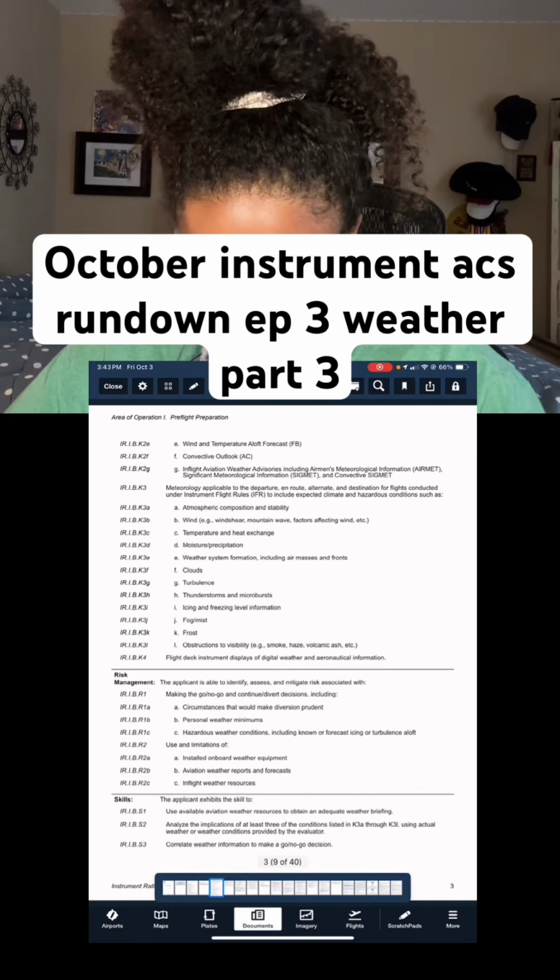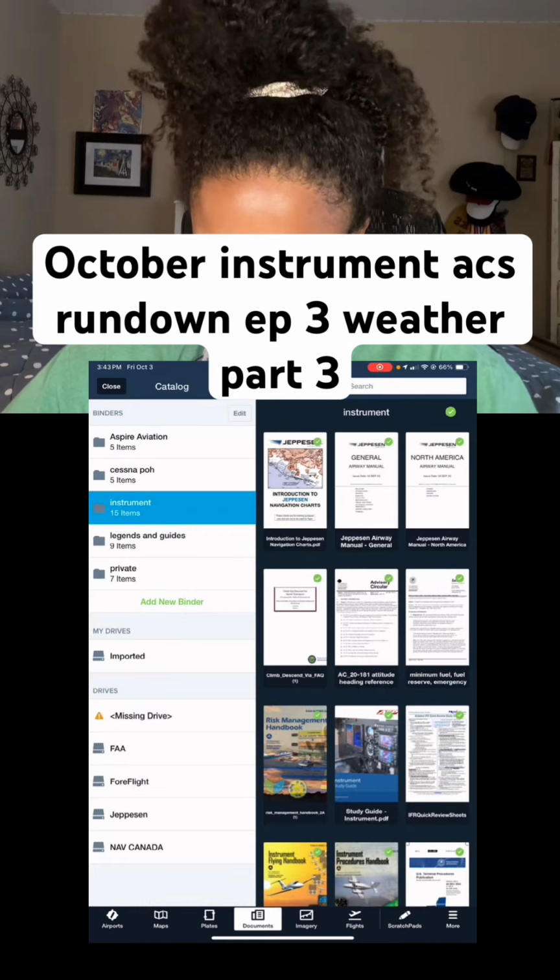Convective outlook, again, I have that listed here and tabbed out under my aviation weather handbook.